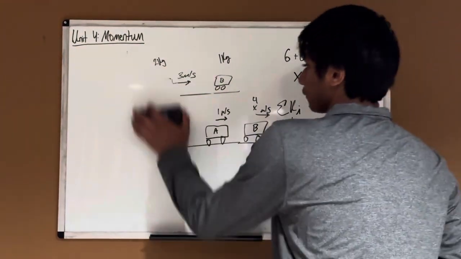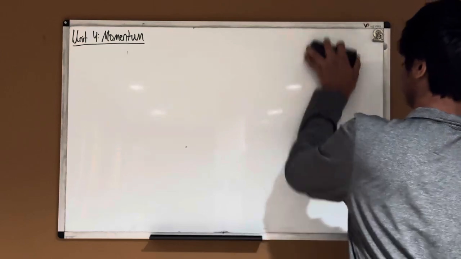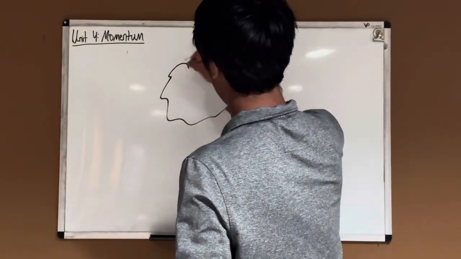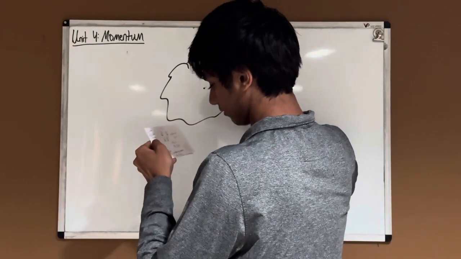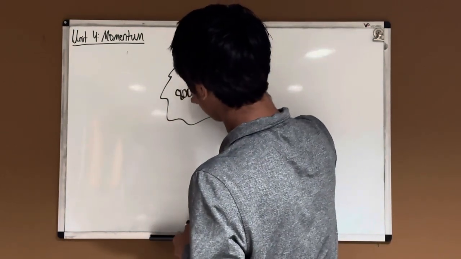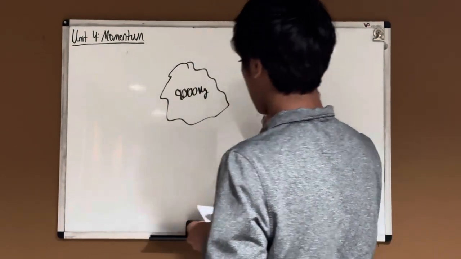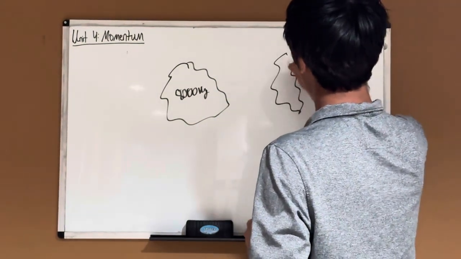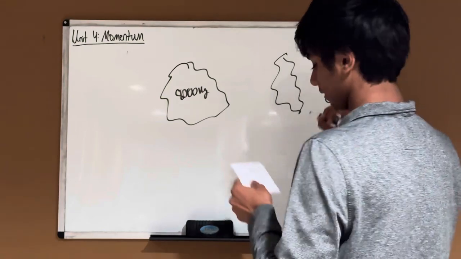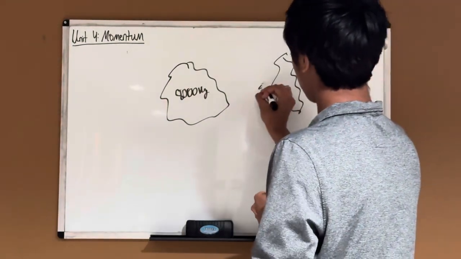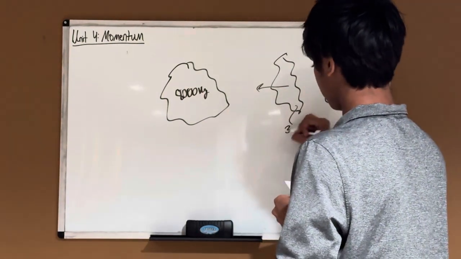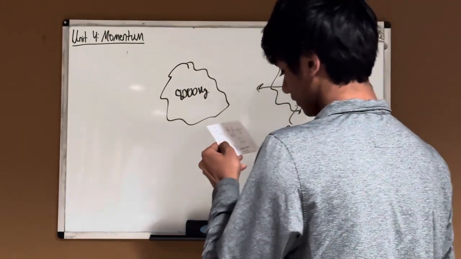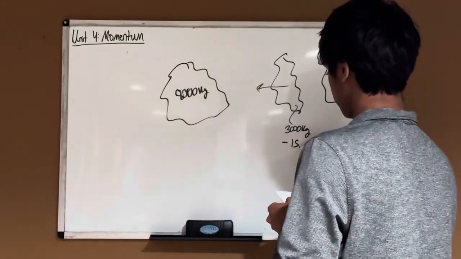And finally, let's do one more problem. Let's say we have an asteroid with a mass of 8,000 kilograms. What happens is there's a bomb in it, and it blows up, and one piece of the asteroid is sent to the left. This piece weighs 3,000 kilograms, and it's going at a speed of negative 15 meters per second.